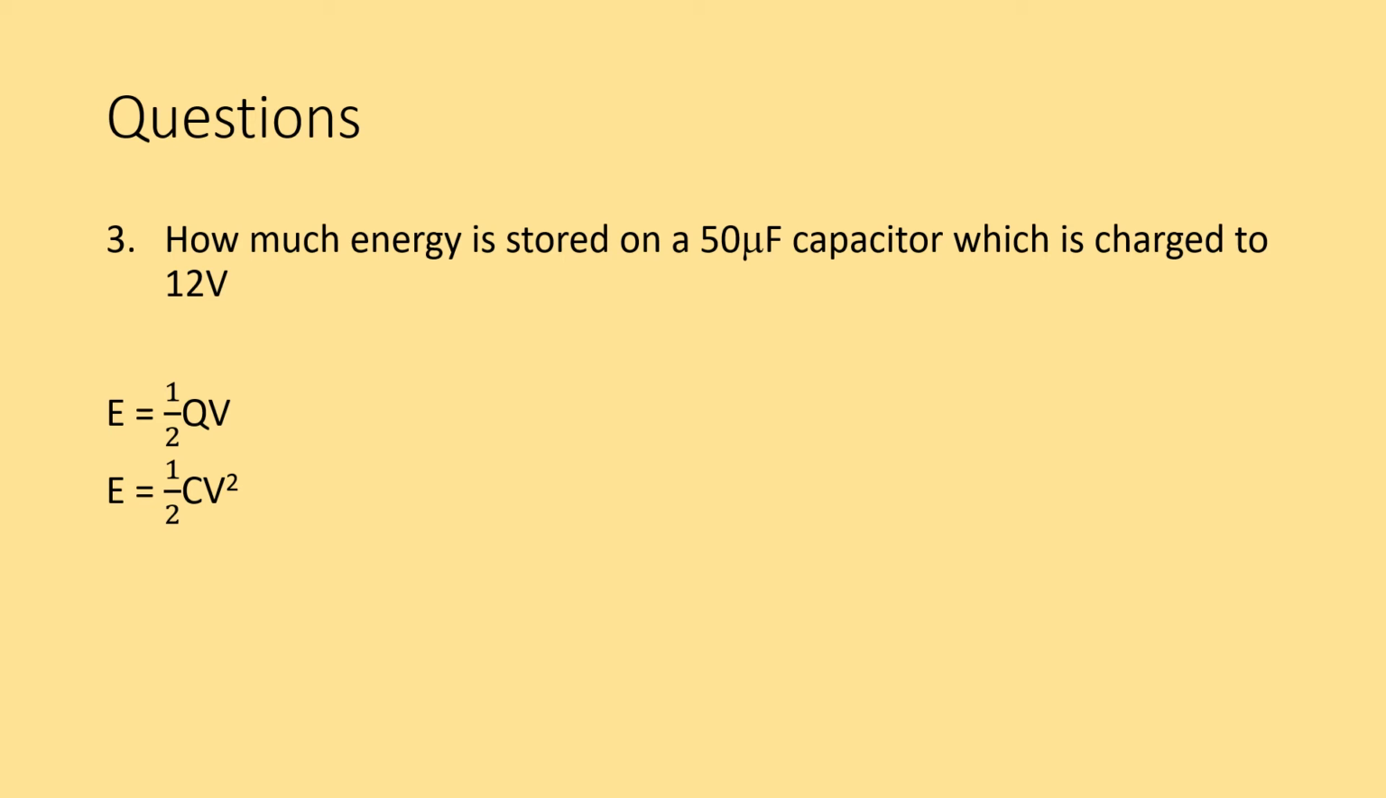Now we substitute the numbers in. Our capacitance is 50 times 10 to the minus 6 farads, and our voltage is 12 volts. So we have 0.5 times 50 times 10 to the minus 6 multiplied by 12 squared. And this gives you 0.0036 joules. Okay? So 3.6 millijoules. So that's not a lot of energy. That's quite a small amount.